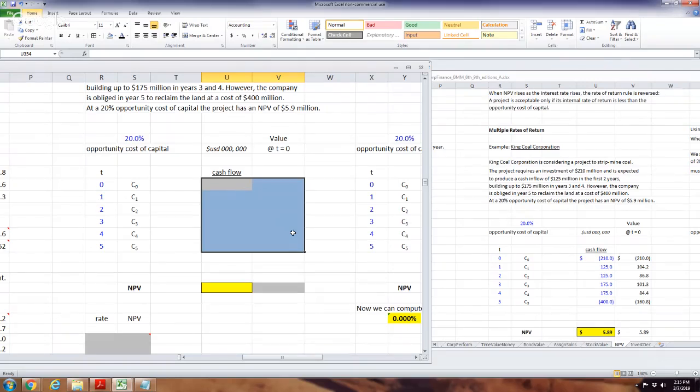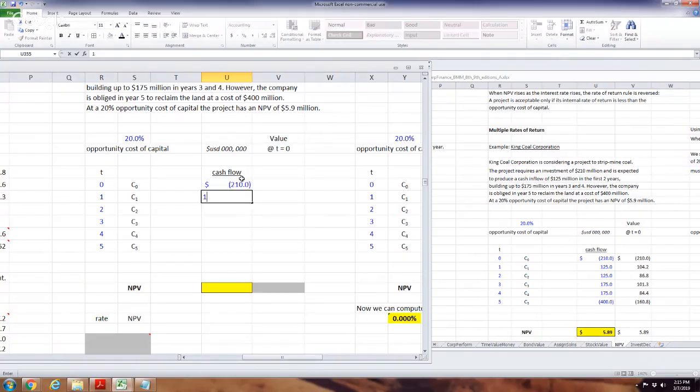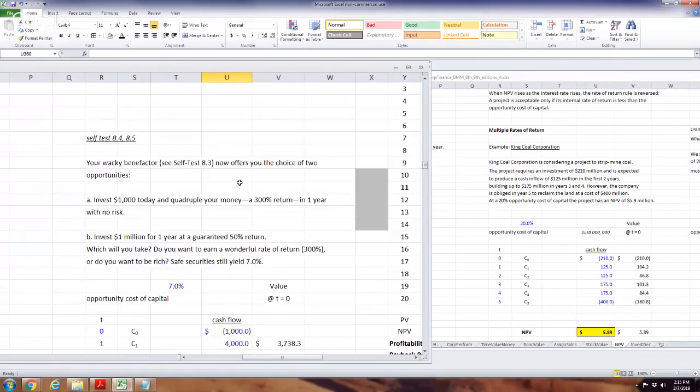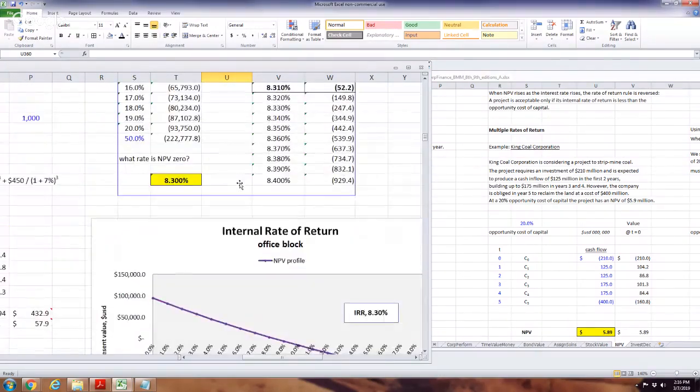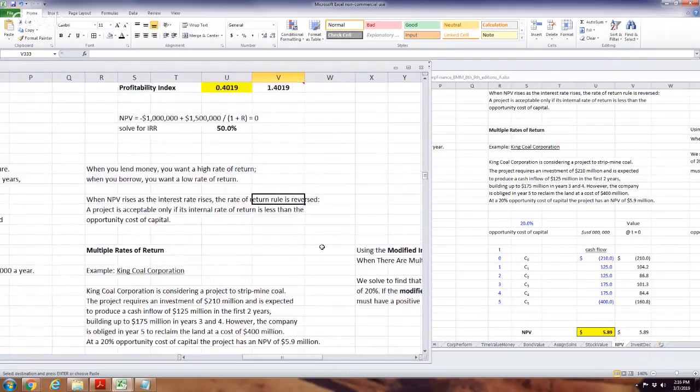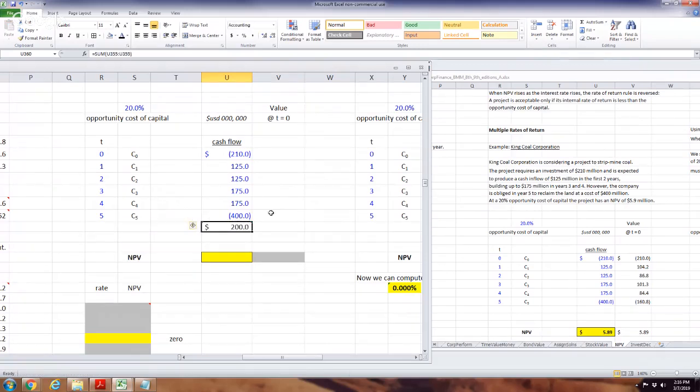Okay, let's sketch out what we're doing here. So you've got to come in with minus 210 million. You're going to get 125, and then you're going to get 175, right? And then somehow you have an expenditure of 400 million at the end of all this. If you just do your nominal accounting profit, what this all looks like as a first run through, you're 200 million ahead, just nominal. It's 5 years, but you're not doing time value of money anything. All right, which is what that looks like.